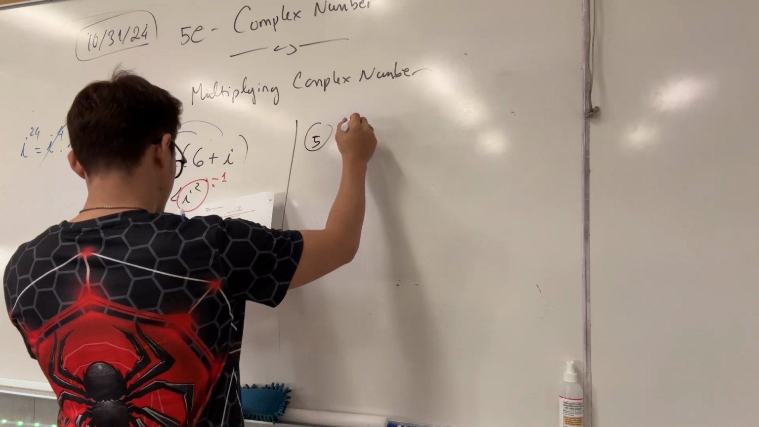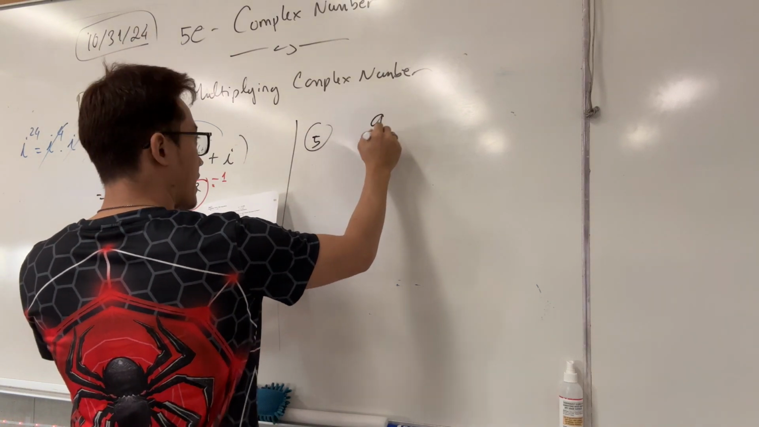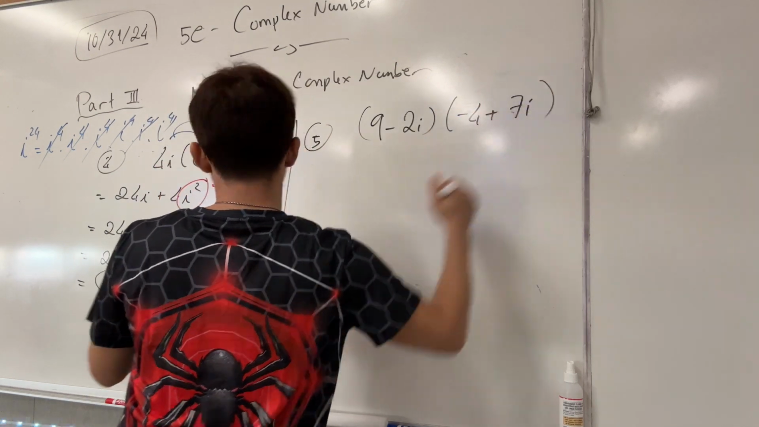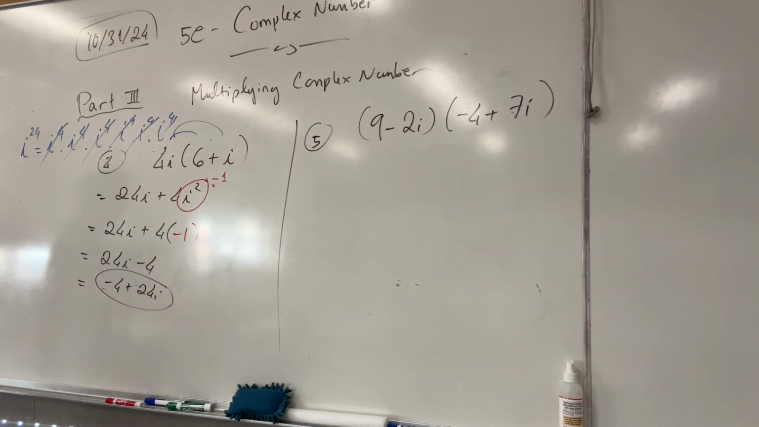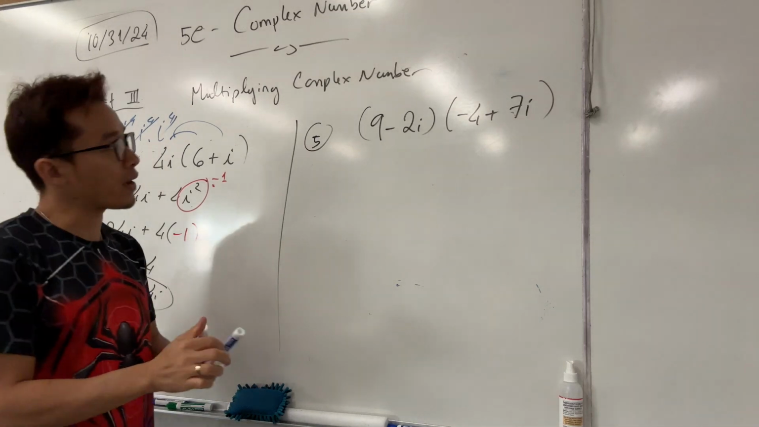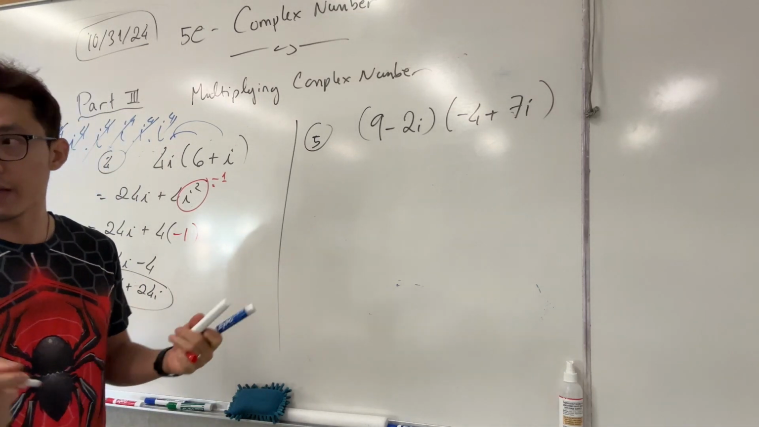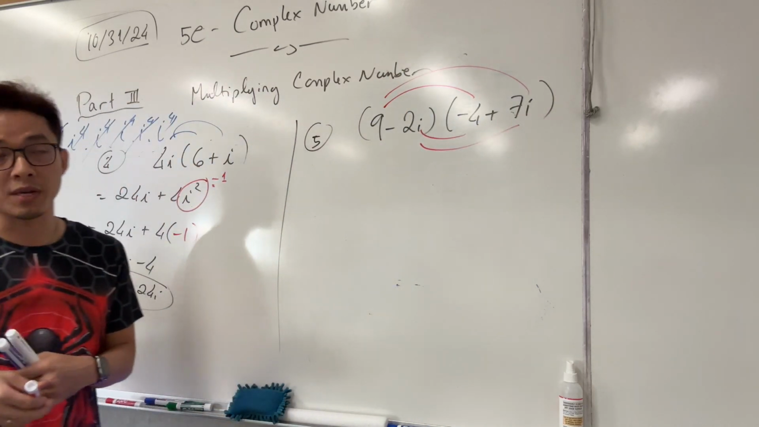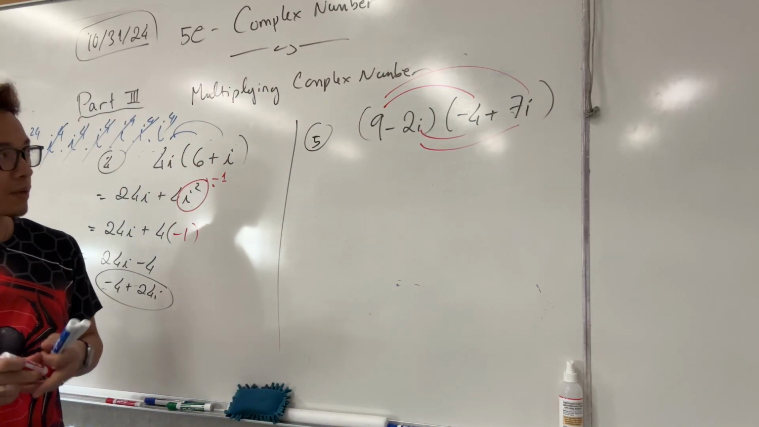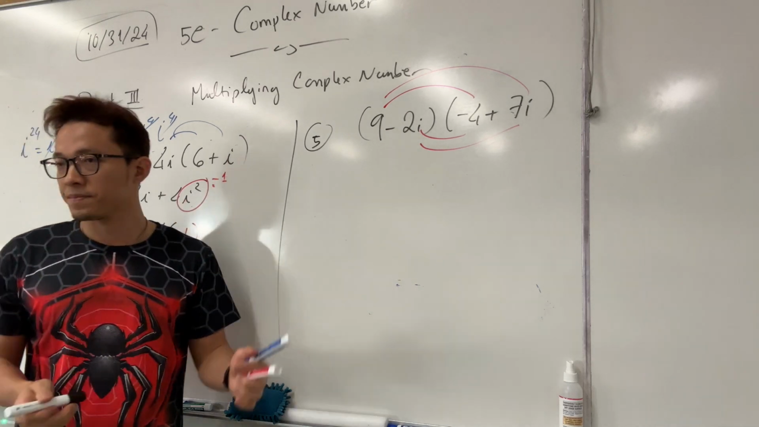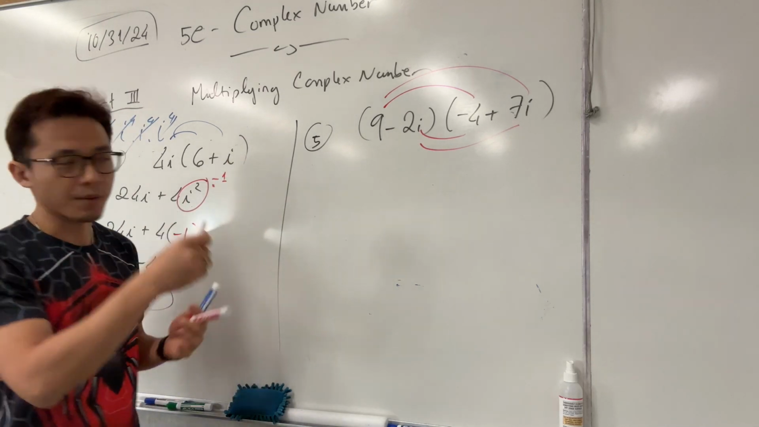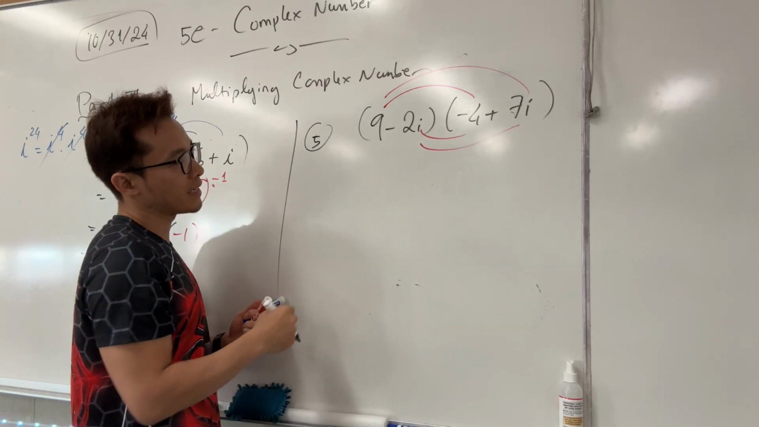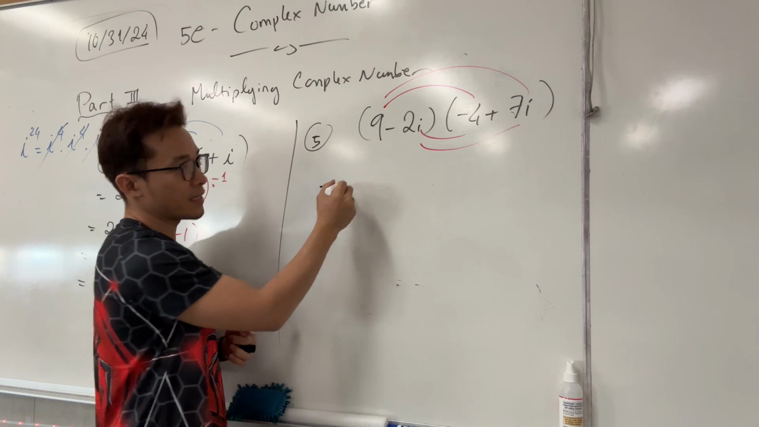Let's do this. How about (9 - 2i)(-4 + 7i). Let's just do it together because we still have 5D. We need to go, so that Monday you're going to have the quiz. So FOIL. Let's do it normally like we just did before. Can someone walk with me? Amy, let's go. FOIL. 9 times -4. Very good.